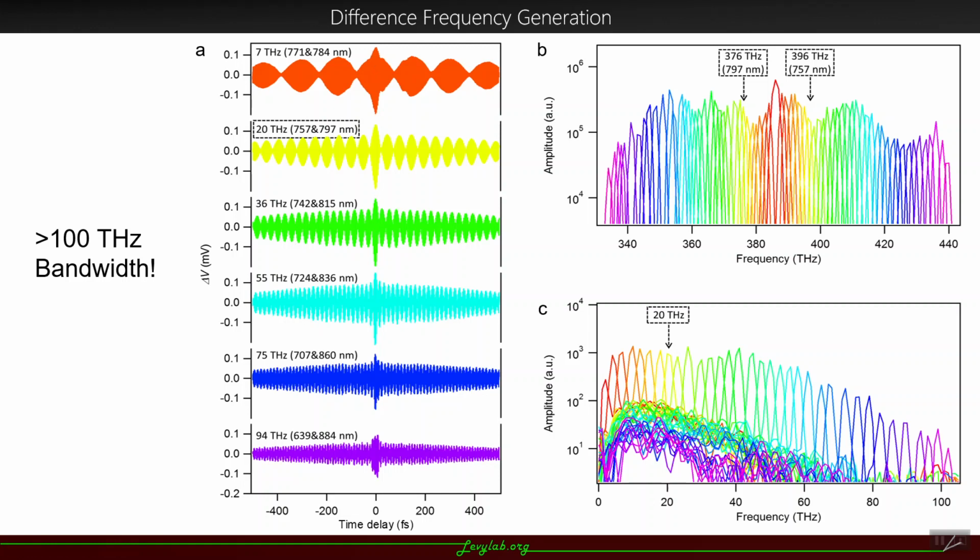When we take the power spectra of these time domain signals, we see in the linear response range our input frequencies that go from about 330 to 440 terahertz. When we look at the difference frequency range from 0 to 100 terahertz, we see a difference frequency is generated from about 1 to over 100 terahertz. As one example, we're going to focus on this 20 terahertz difference frequency here.